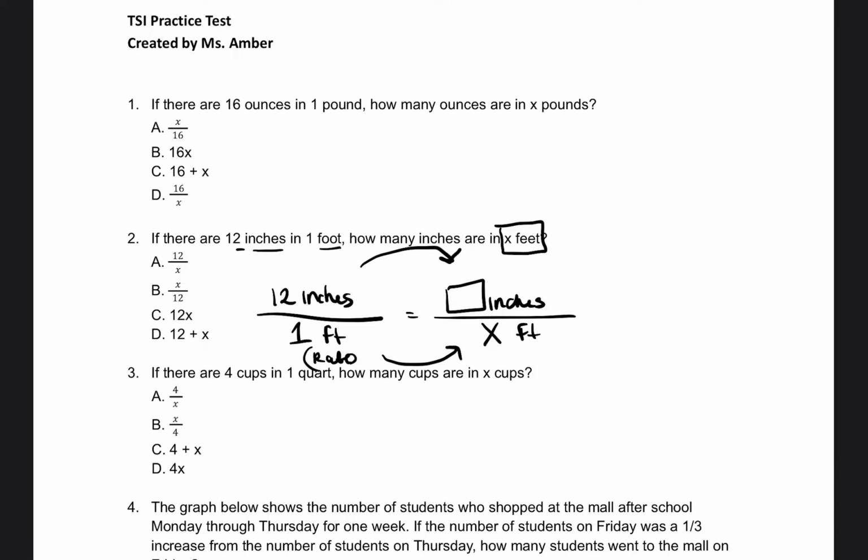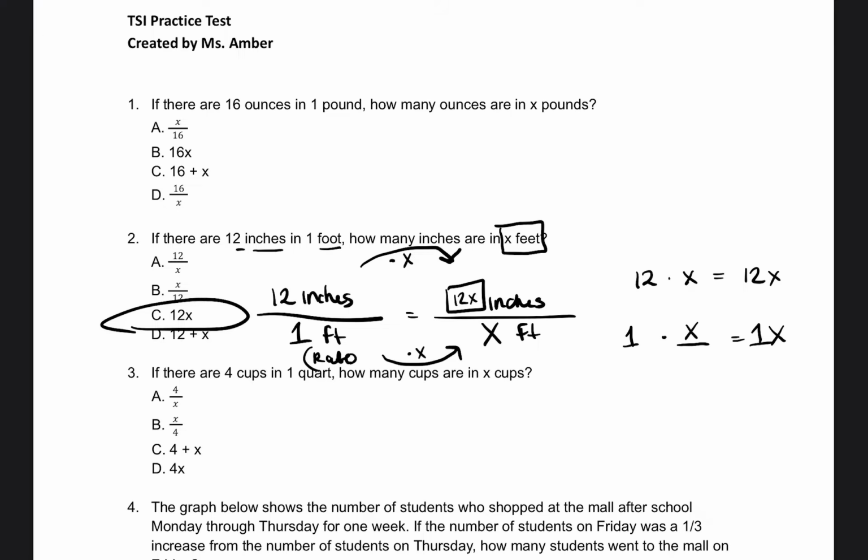Because we just did that problem before, you probably can already see what is needed. So 1 times blank is equal to X. Remember, there's an invisible 1 in front of the X. So it would be 1 times X is equal to 1X. So if I multiply the bottom by X, guess what I have to do to the top? Multiply the top by X. So it would be 12 times X, which is equal to 12X. So 12X would be our answer, and our answer would be C.